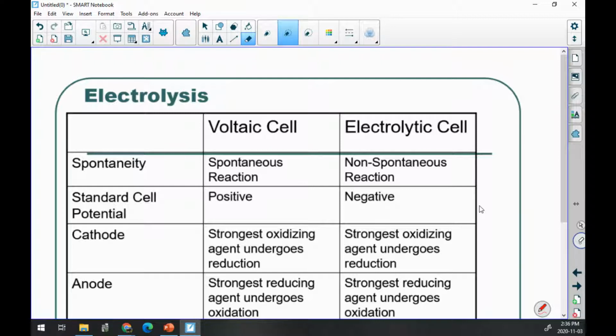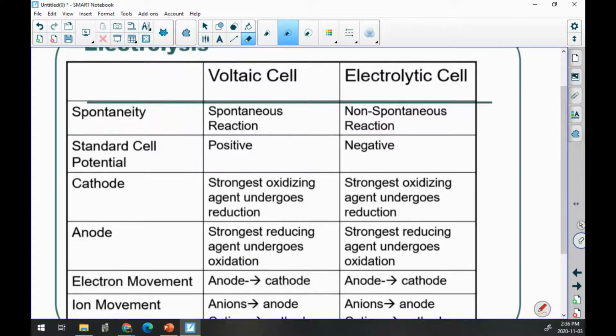The difference between voltaic and electrolytic cells is two things. That's it. One is spontaneous, one is not. One has a positive standard cell potential, one does not. So everything else is the same. The flow of electrons is from the anode to the cathode. It's forced in an electrolytic cell, but it's still from the anode to the cathode.